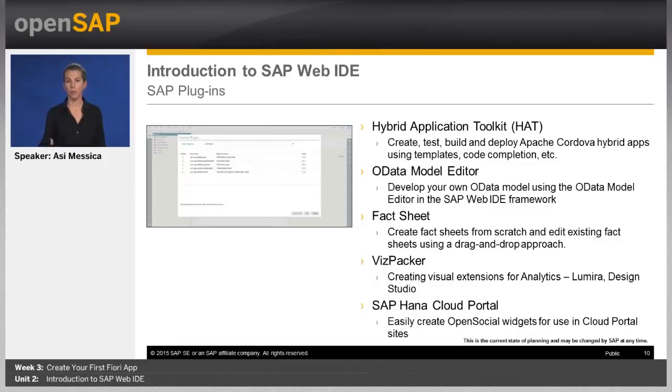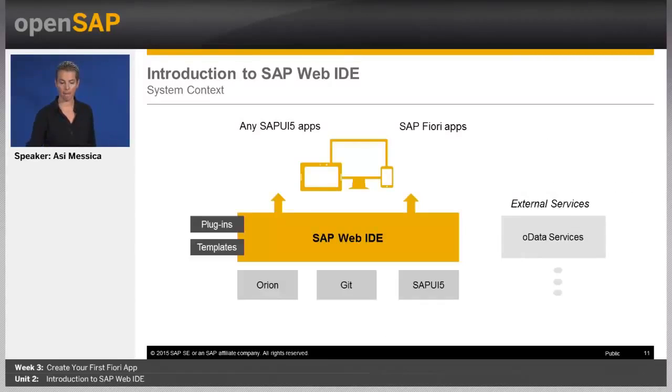Factsheet to enable you to develop a factsheet application. VizPacker to create visual extensions for analytics. And the SAP HANA Cloud Portal also developed a plugin that enables you to easily create OpenSocial widgets for use in Cloud Portal sites.